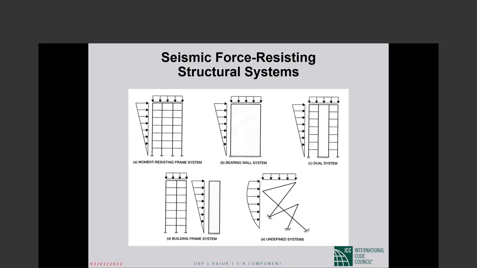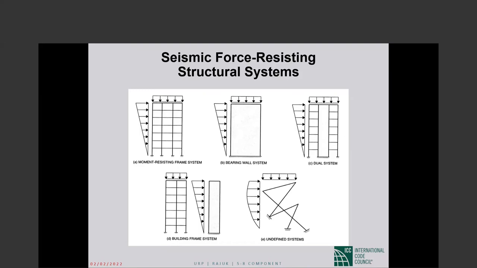Okay, in code language, two things I think are kind of important. The frames must carry substantially all the gravity is what we say in our codes. It doesn't have to be 100.00% of the gravity. Okay, the weights of the shear walls do not have to be carried by the frames.